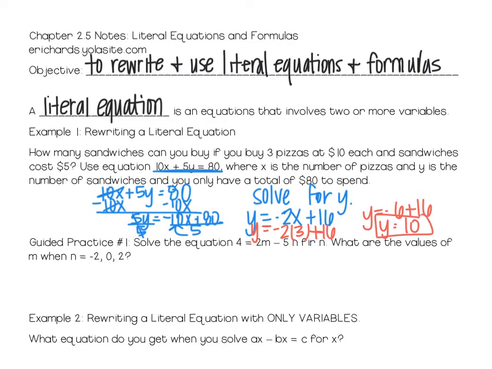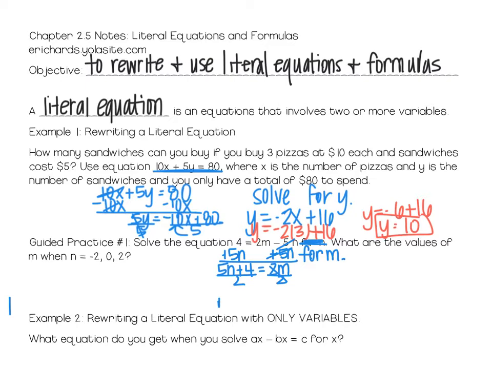Moving on to guided practice number 1, solve the equation 4 equals 2m minus 5n. For n, that's actually supposed to say 4m. What are the values of m when n is negative 2, 0, and 2? So to solve for m, we're going to have to get the m by itself. So we're going to add 5n to both sides because we want to move it to the other side. And we get 5n plus 4 equals 2m. Then divide both sides by 2.